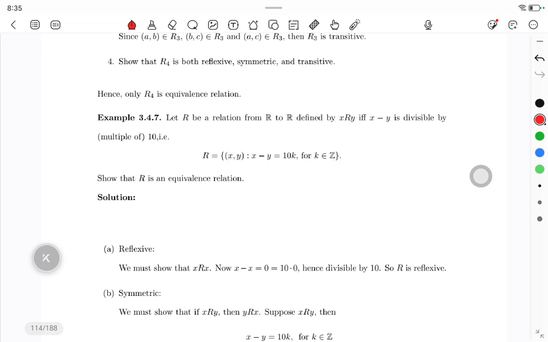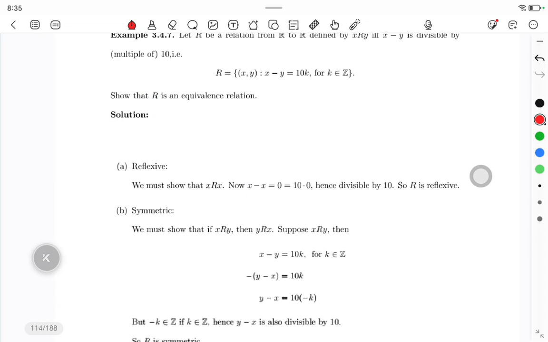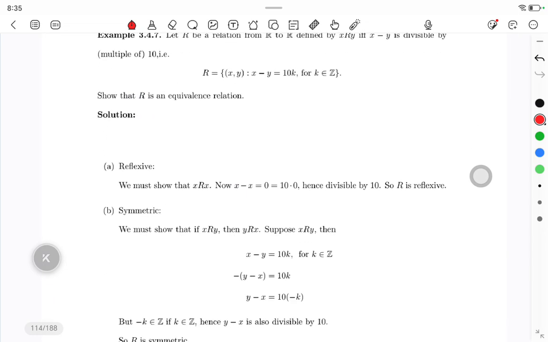All right, so now what we're going to do first is check the reflexive. Now remember, for the reflexive I always want you to say let x be an element of, this one now is defined under R. You say let x be an element of R, and then you use the formula.